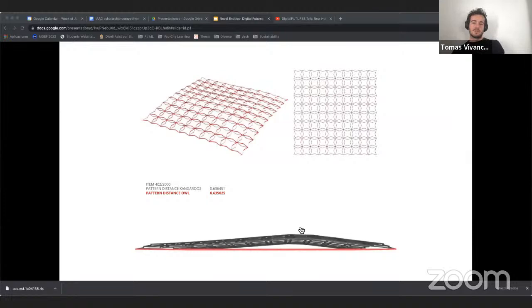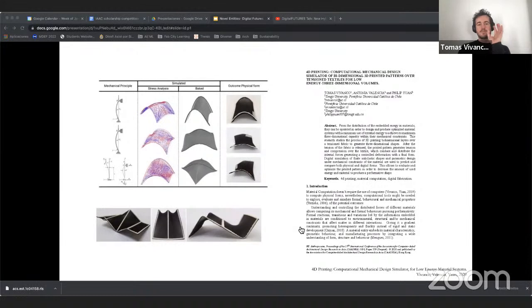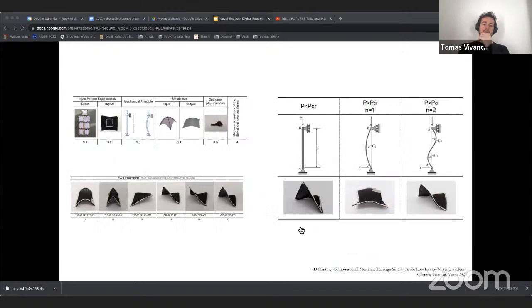In the same line, we started working in 4D printing. This means that using 3D printing of a very small and thin pattern over a pre-stretched textile, depending on the type of pattern, we can understand the behavior of that pattern. And then once we release the stress, we can generate a 3D deformation. So again, with the minimum external material and with the minimum external energy, we can maximize the three-dimensional performance.